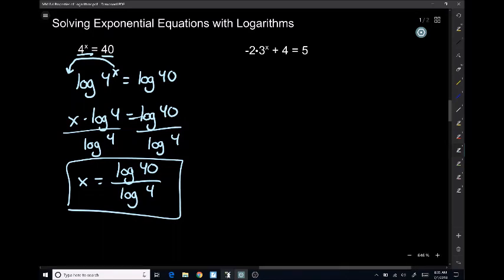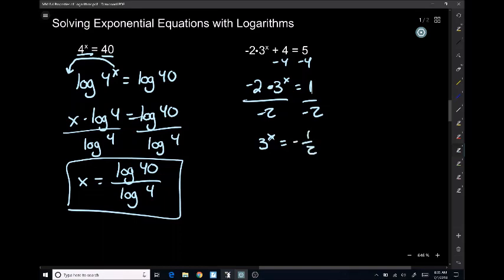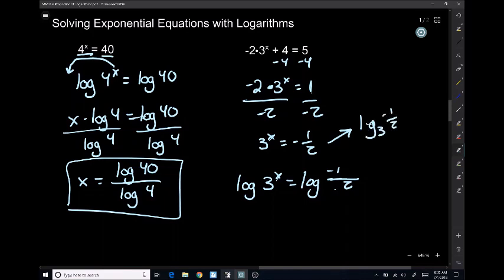So here I want to solve this. I'm going to get this power of x by itself. First subtract the 4 from both sides. So negative 2 times 3 to the x equals 1. Divide both sides by negative 2. And you get 3 to the x equals negative 1/2. Again, take a log of both sides. Log of 3 to the x equals log of negative 1/2. The other option, if you don't want to take a log of both sides, is I could just convert to log form. Log base 3 of negative 1/2 equals x. But I'll stick with this.